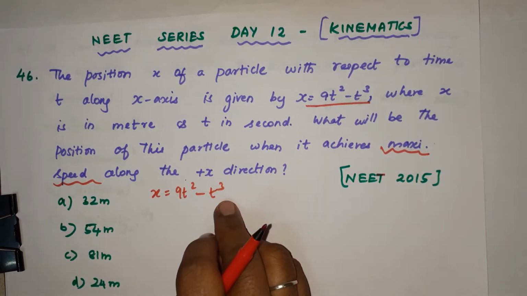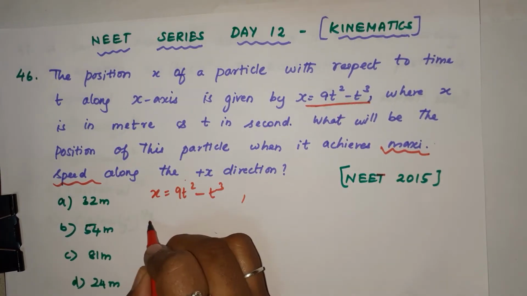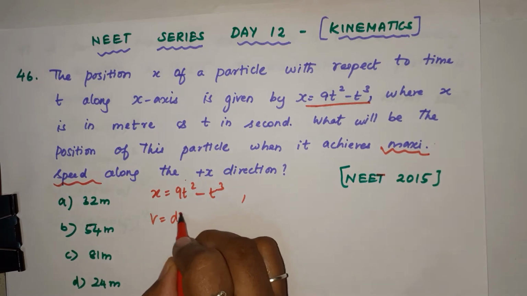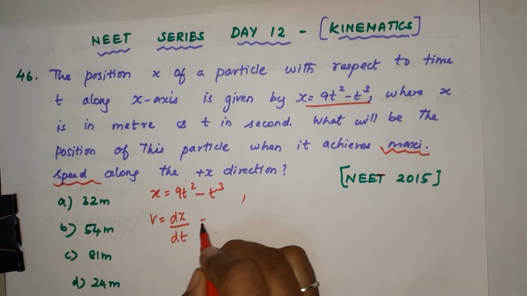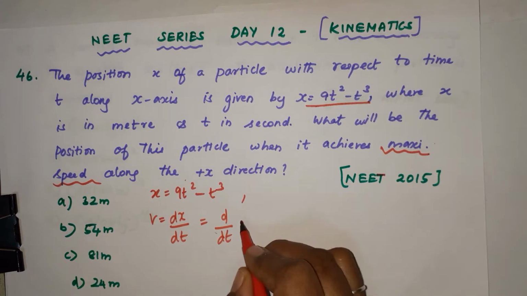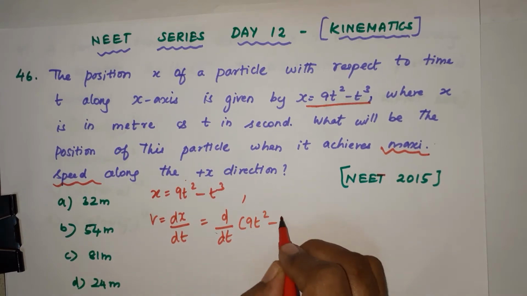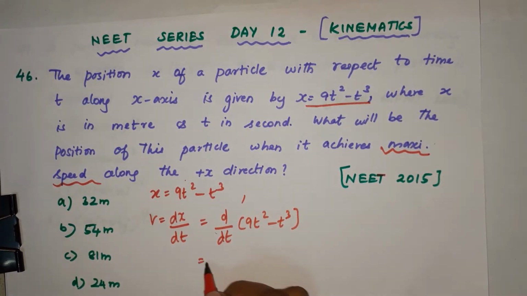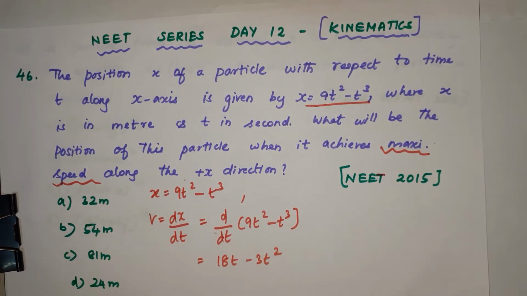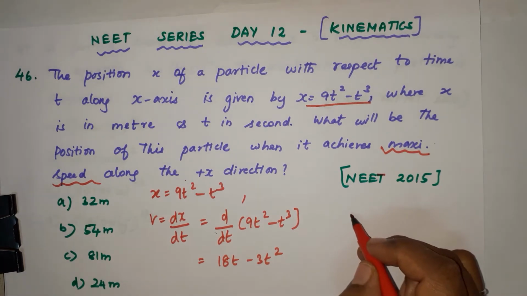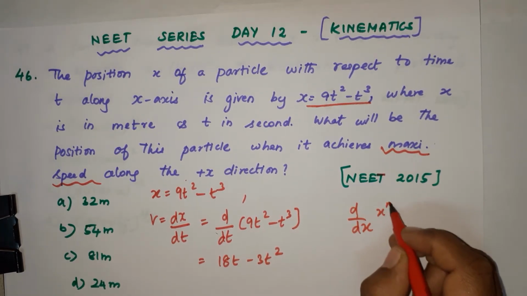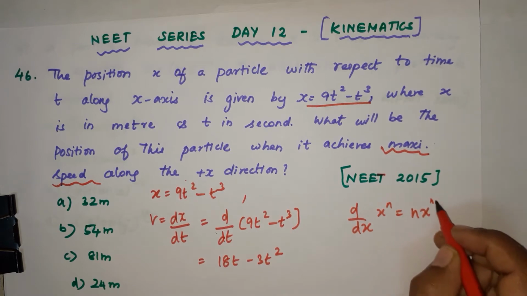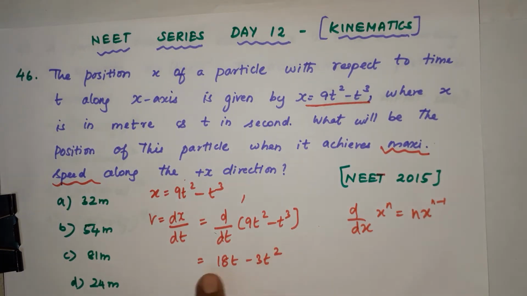x equal to 9t square minus t cube. So what is the velocity? Velocity is displacement by time, so we can take it as dx by dt, which is d by dt of 9t square minus t cube. By using the formula d by dx of x power n equals n x power n minus 1, we get 18t minus 3t square.